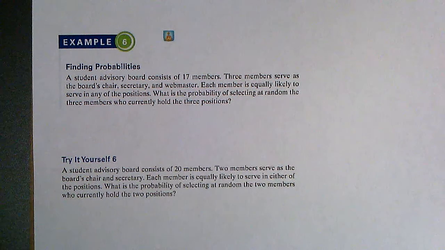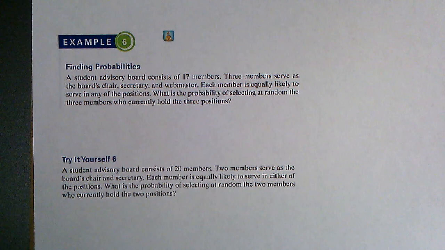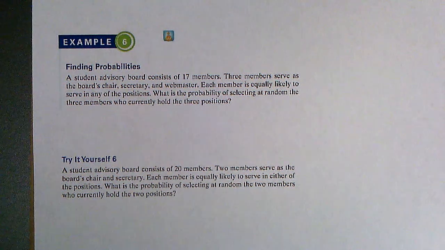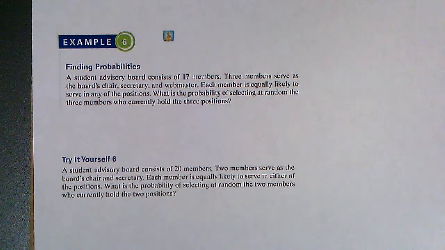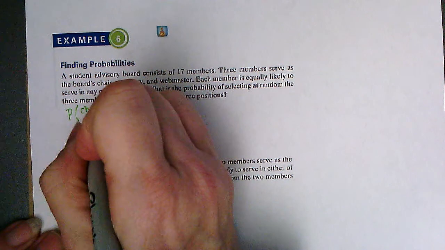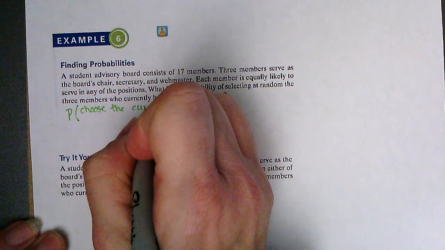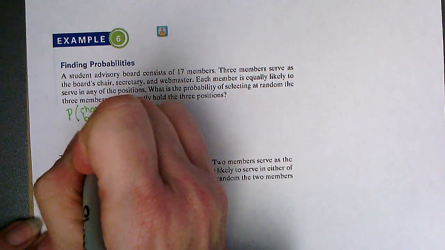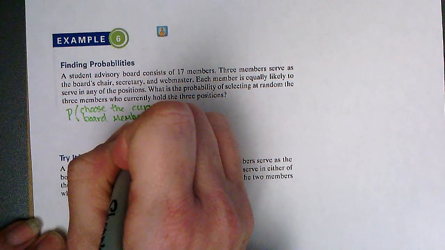A student advisory board consists of 17 members. 3 members serve as the board's chair, secretary, and webmaster. Each member is equally likely to serve in any of the positions. What is the probability of selecting at random the 3 members who currently hold the 3 positions? So now we're not just looking at how many ways there are to make this committee. We want to extend this into finding probabilities. So we want the probability that we actually choose the current board members correctly.